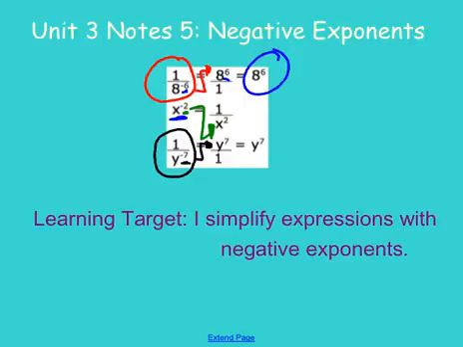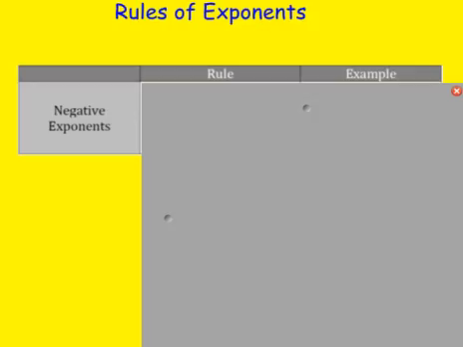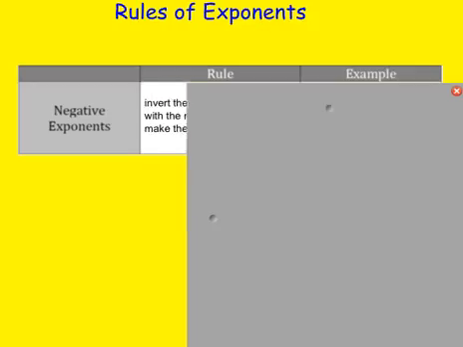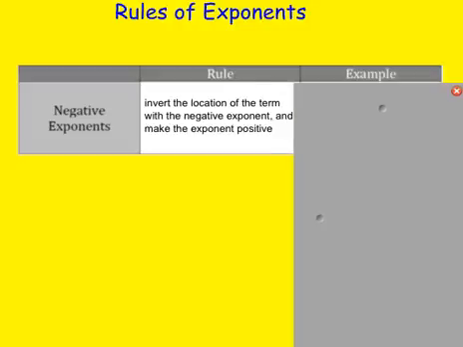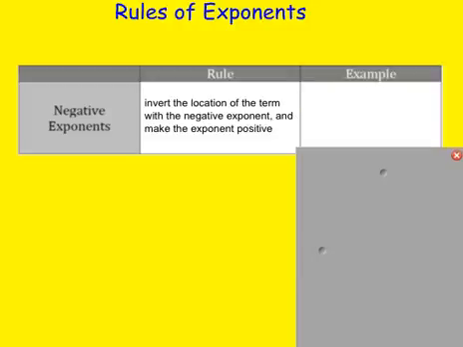Let's explain it. The rule: invert the location of the term with a negative exponent and make the exponent positive. So I showed you some of those in the picture.